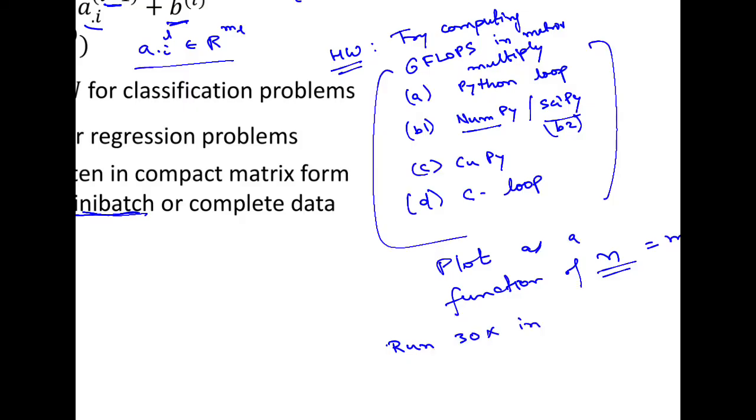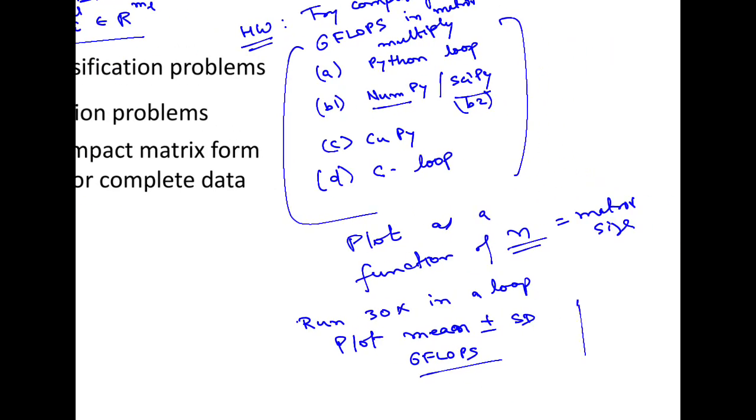And then plot mean plus minus standard deviation gigaflops. Okay? So you have these plots where you plot this x, f of x, right? You have this, and then you plot the error bars here, right? Which is mean plus minus, let's say, standard deviation.